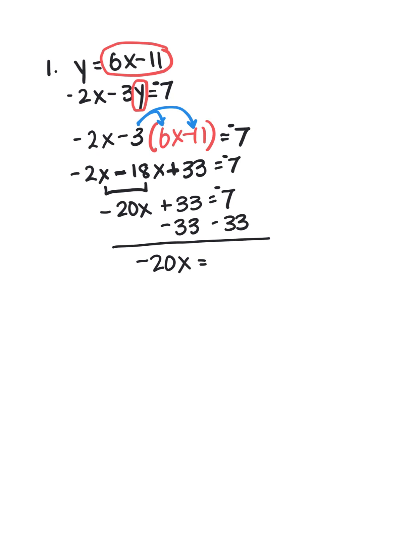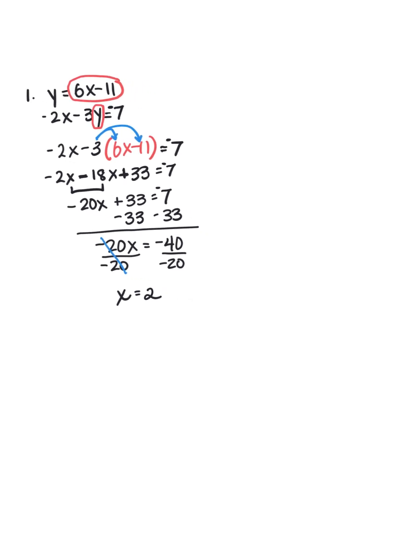Negative 7 minus 33 gets us negative 40. Now we have to take care of the coefficient. Because it's multiplying by negative 20, I want to do the inverse and divide by negative 20. These negative 20s cancel out. And negative 40 divided by negative 20 is 2. And we're halfway done. So remember, the solution is going to be a coordinate, right?